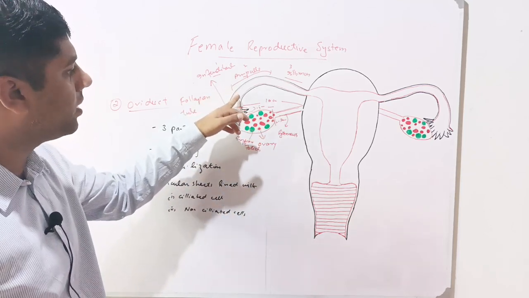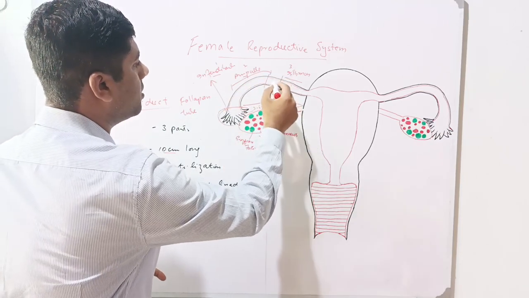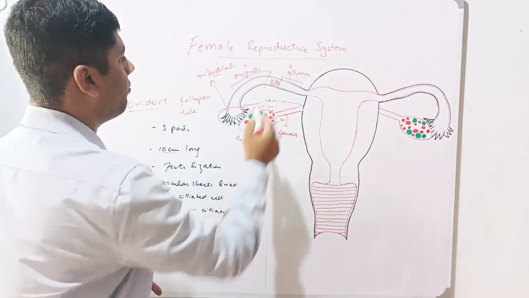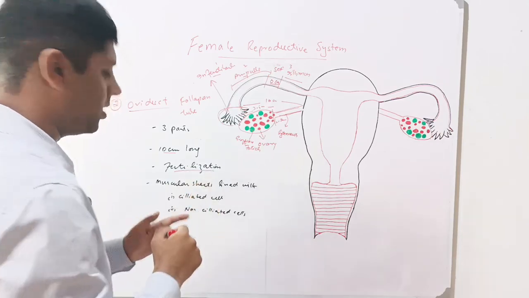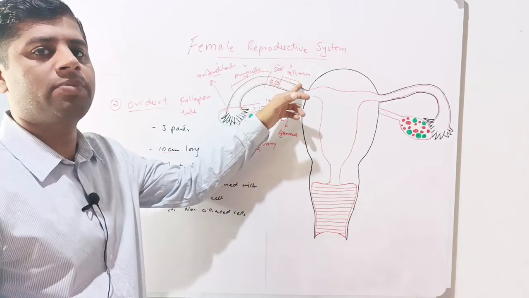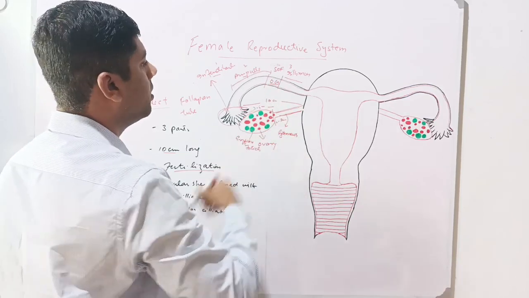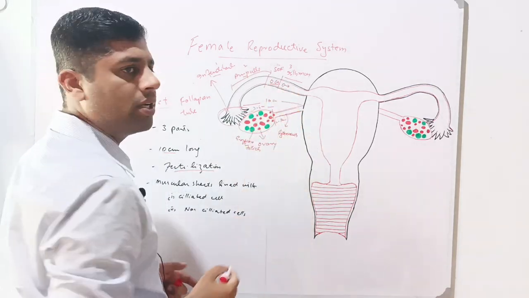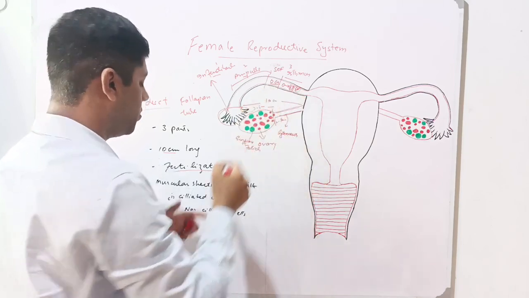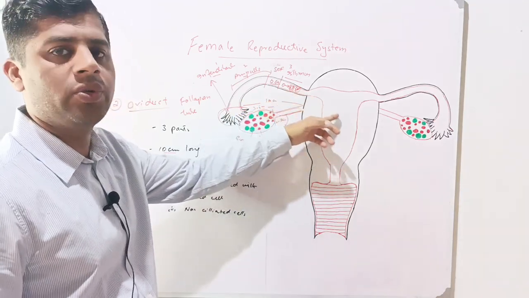The second portion, the ampulla, carries the ova towards the uterus, and the junction of the ampulla and isthmus is the site of fertilization, in which the ova is penetrated by the sperm. So this is the site of fertilization. Fertilization occurs in the oviduct, more specifically at the junction of the ampulla and isthmus. When fertilization occurs, the zygote is mitotically divided into 2 and then 4 and then 8 cells, forming the embryo. So embryo formation also occurs in the oviduct, and it is carried towards the uterus for implantation and further development.